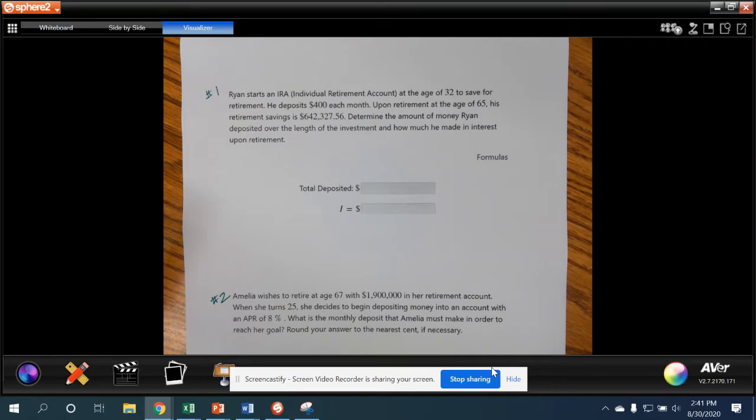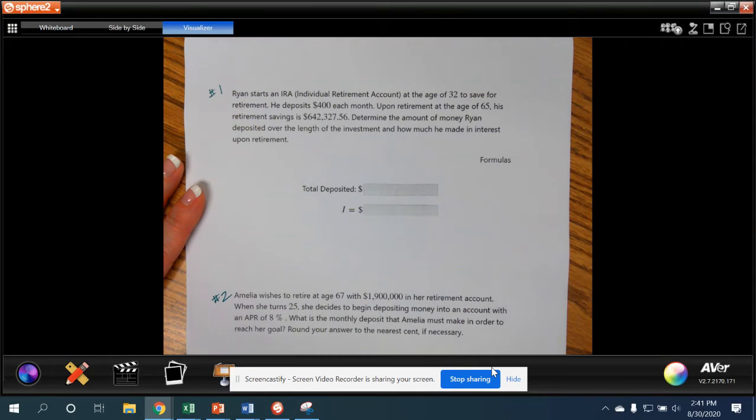Ryan starts an IRA at the age of 32 to save for retirement. He deposits $400 each month. Upon retirement at the age of 65, his retirement savings is $642,327.56. Determine the amount of money Ryan deposits over the length of the investment and how much he made in interest upon retirement. So first off, this one has no big formula that I actually have to use.